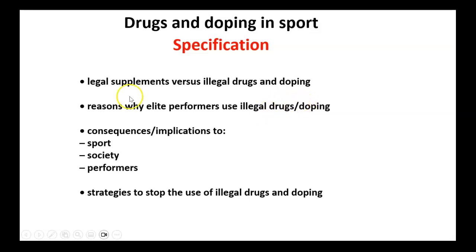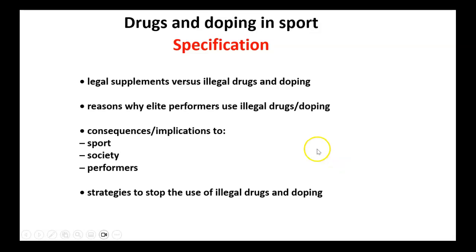Or why do they choose to dope? And then from that, we'll have a look at the consequences and implications of taking performance-enhancing drugs on the sport. We'll use cycling as our concrete example, but of course there are other sports linked to performance-enhancing drugs, society, the place that we live, the people we live with, and performers. Those individual performers, if they take performance-enhancing drugs, what are the issues for them? Finally, we'll have a look at the strategies to stop the use of illegal performance-enhancing drugs and doping, okay, and whether they're successful or not.